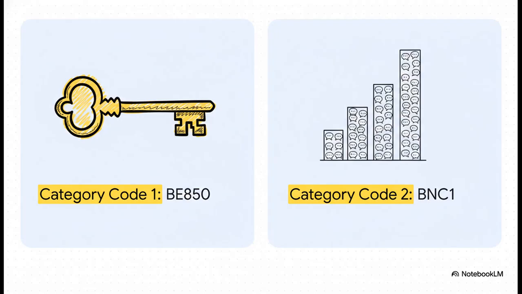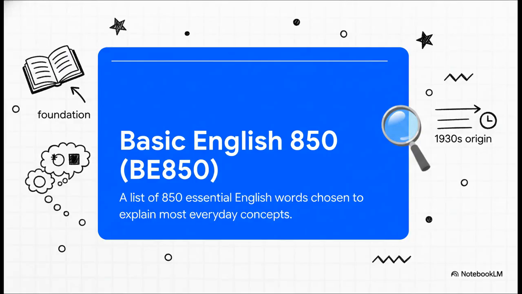So what are these codes, right? BNC1 basically means it's one of the most common words used in a huge collection of British texts. But the really interesting one, the one that tells the story, is BE850. That's not just a random jumble of letters and numbers. It's a code that points to a really fascinating piece of history. BE850 stands for Basic English 850.